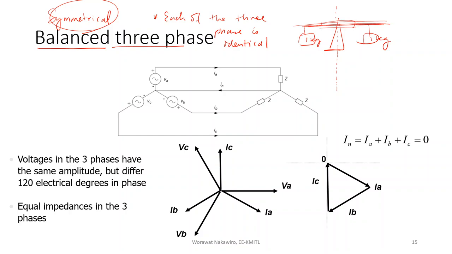Okay, in academic English, it's called phase separation. In German, it's called Phasenverschiebung. Verschiebung means separate. Okay, I made the wrong translation earlier, right? Okay, separation of 120 degrees and equal impedance in the three phases.